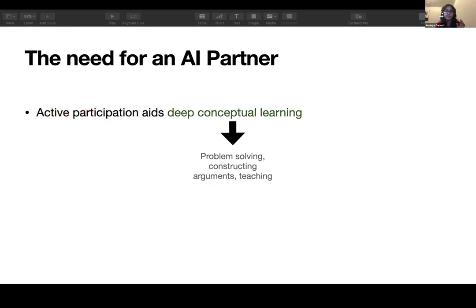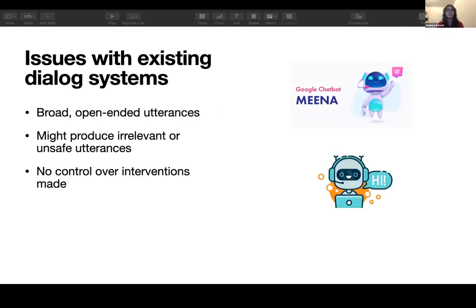So by deep conceptual learning, we mean the knowledge and the understanding of content that's required to solve problems or construct complex arguments, and in the best case, teach a concept that they've learned to other students. So why is this a challenging problem, to generate utterances that can accomplish this?